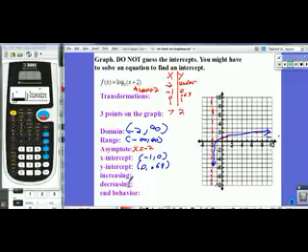Increasing or decreasing function. This is an increasing function. When is it increasing? It's increasing along its domain. So it's increasing from negative 2 to infinity. Is it ever decreasing? No, none. NA, whatever you want to put there.